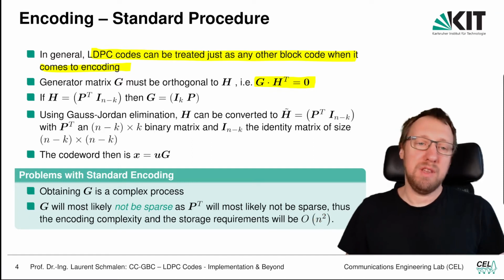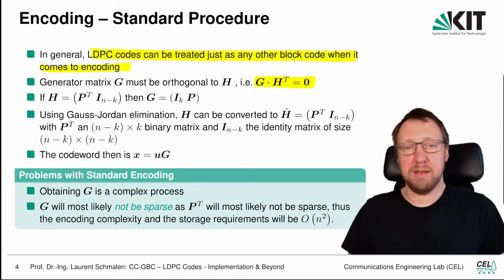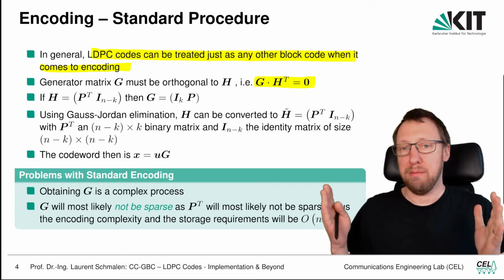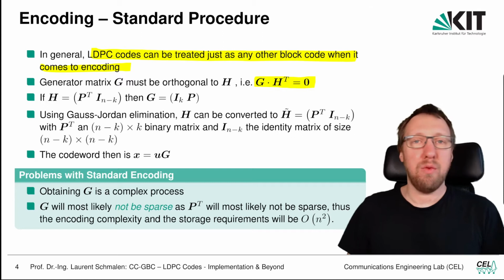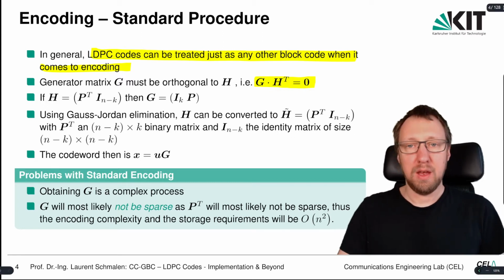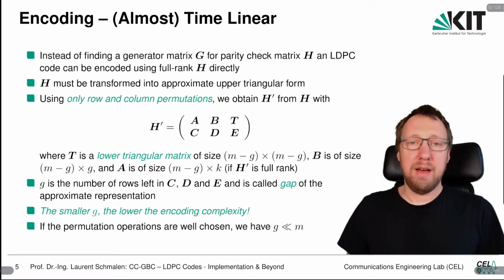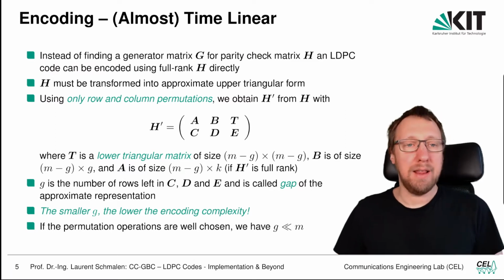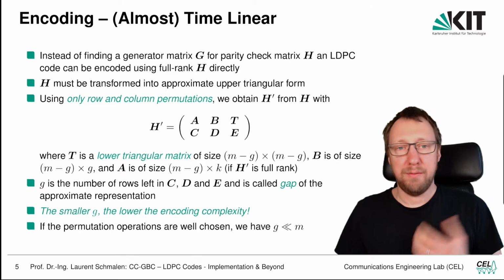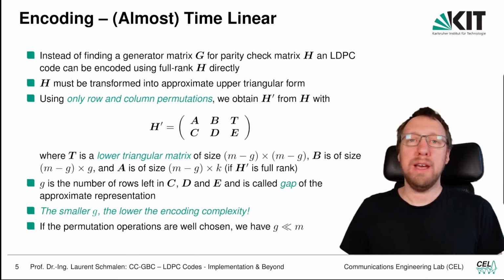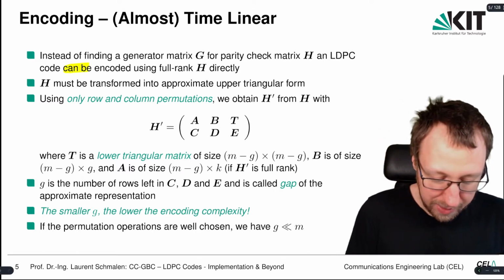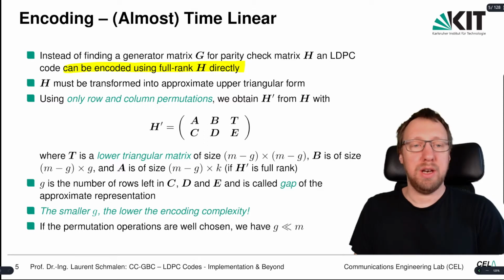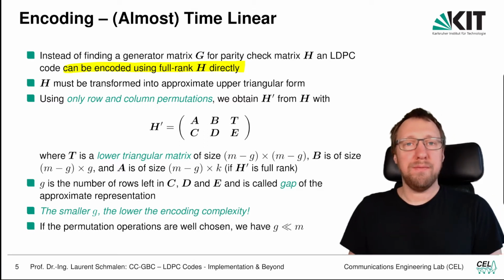This is not so nice, because storing the generator matrix, storing a big matrix, will be pretty bad and pretty difficult. So we need to find easier ways of storing the matrix. There is fortunately a workaround. The idea is that instead of finding a generator matrix, we try to encode using H directly. How do we do this? Well, we follow a certain procedure.